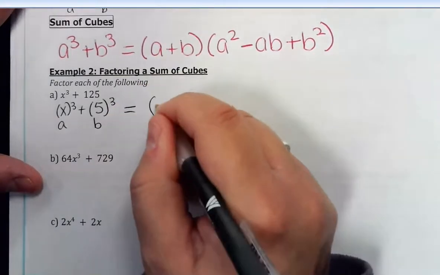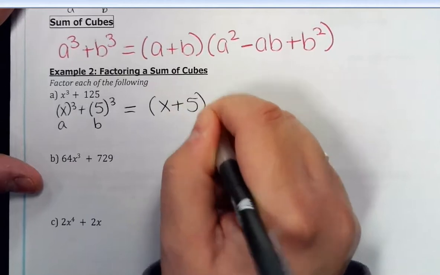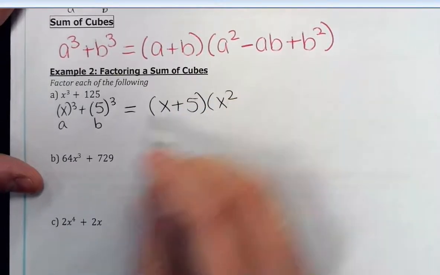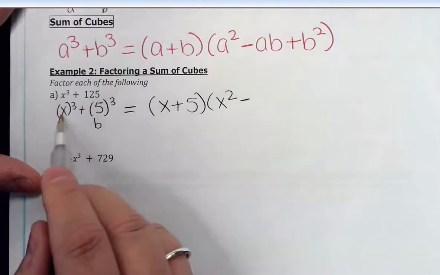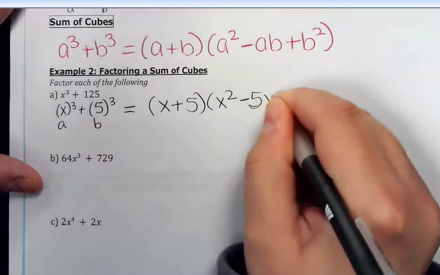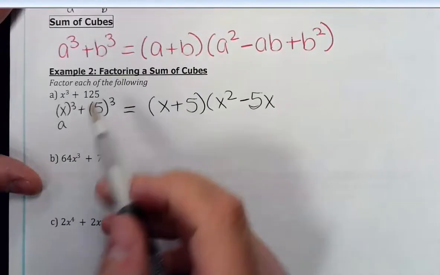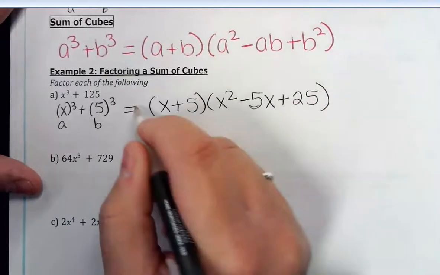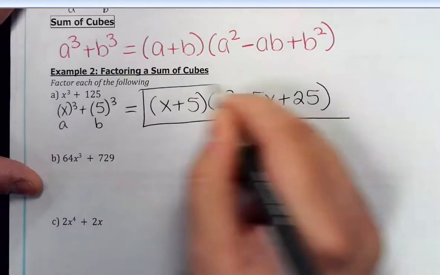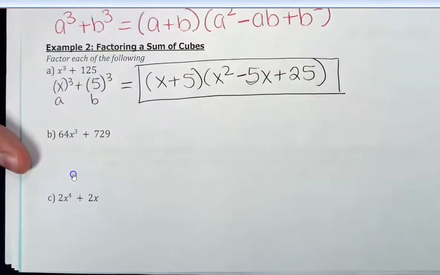So I'm just substituting this in to get the factored form. Should be x plus 5. A squared is going to be x squared. A times b is going to be subtracted here, so it's going to be x times 5, or we would write that with the number in front for 5x. And then b squared is going to be 25. And again, you can check this if you want to by multiplying it back out. That should be your factored form.